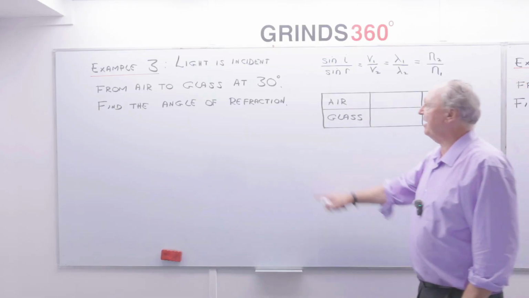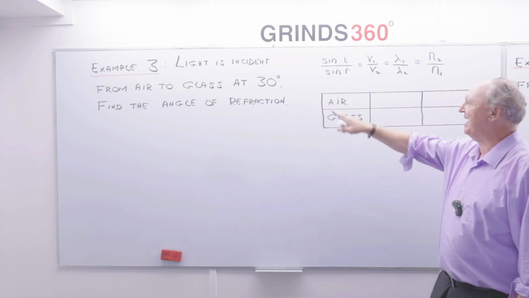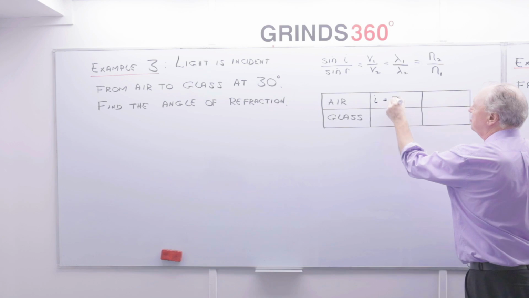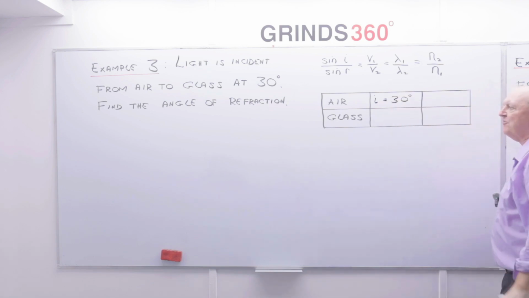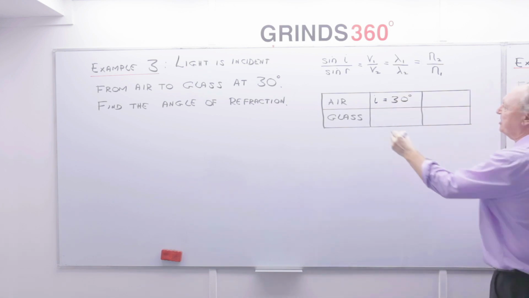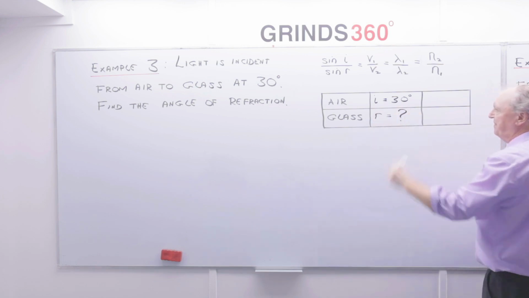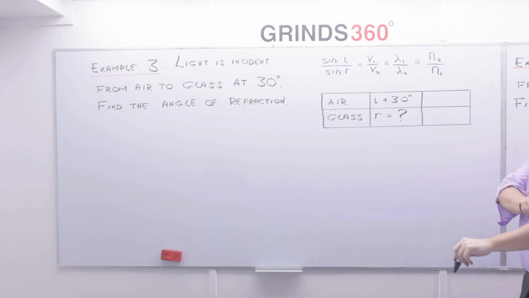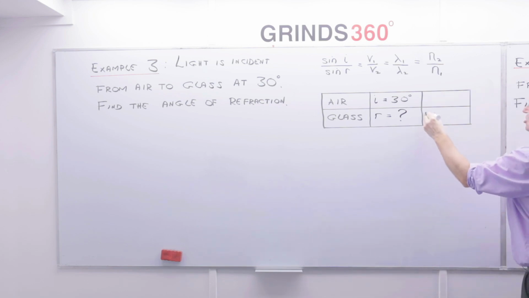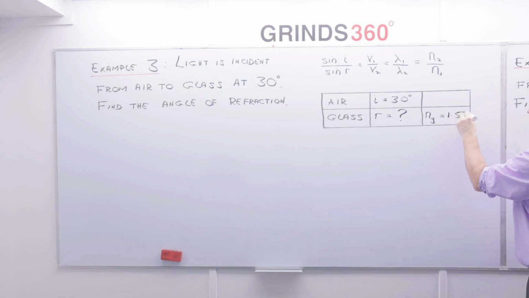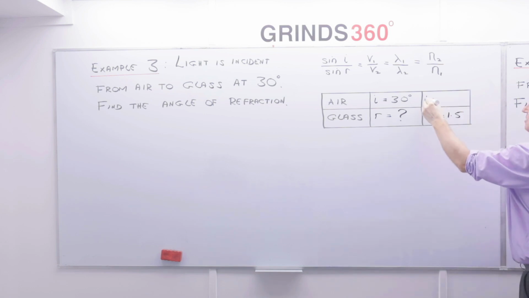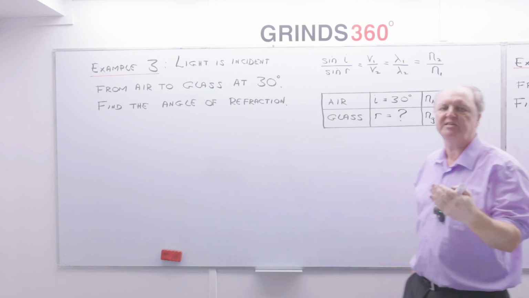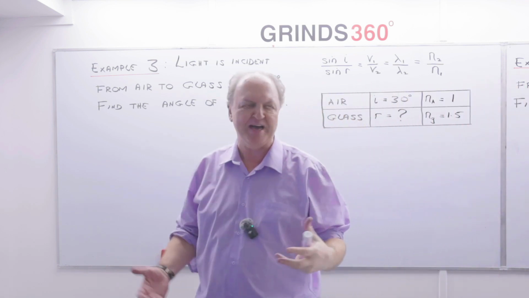So light is incident from air to glass, so air first, then glass. The angle of incidence is in the air, and that's 30 degrees. So i is 30 degrees. And the angle of refraction, that's r, in the glass. We need to find that. What information am I given? I'm told that the refractive index of glass, Ng, is 1.5. What's the refractive index of air? Well, I know that already. That's 1, because the light doesn't bend at all in air, so that's 1.